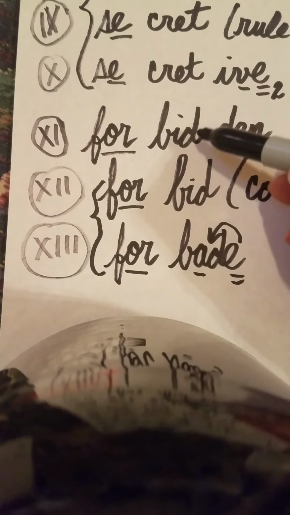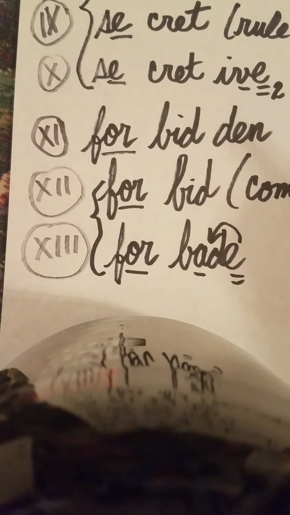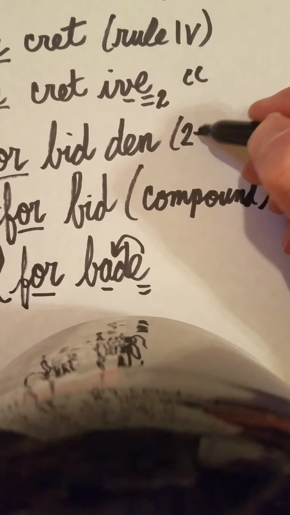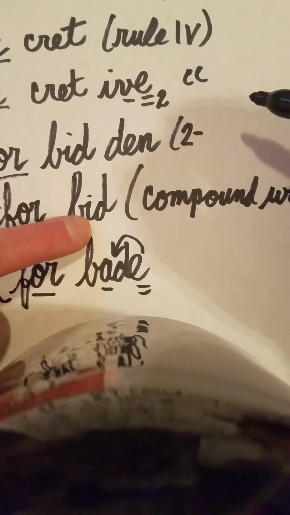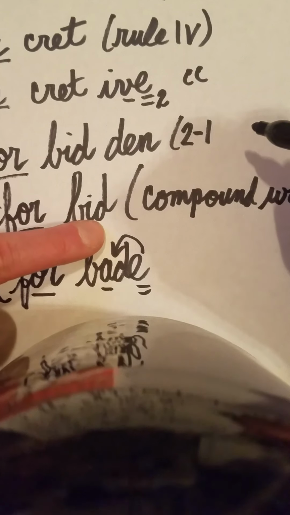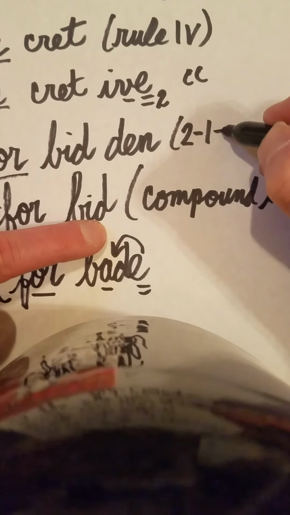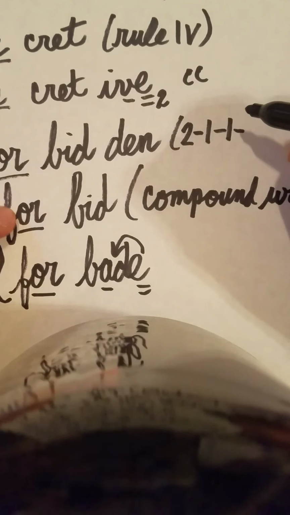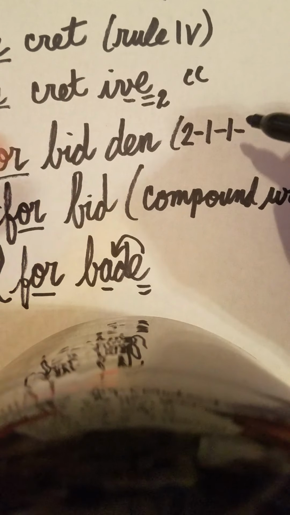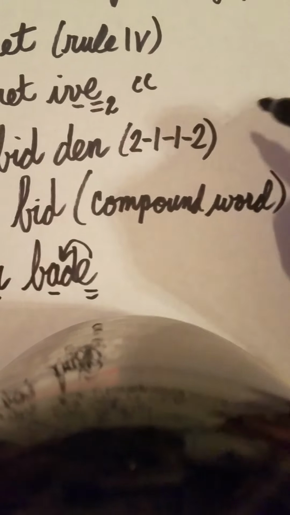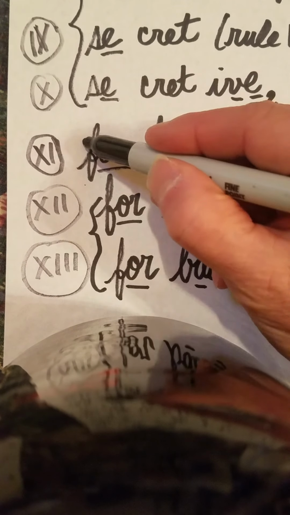Underline the or. Notice we divide the syllable by the double consonant. So think about the word forbid. How many syllables are in the word forbid? 2. Excellent. How many vowels are at the end? 1. And the accent is on the second syllable. Forbid. The 2-1-1-2 rule. That is rule 12. And what do we do with forbid and forbidden?